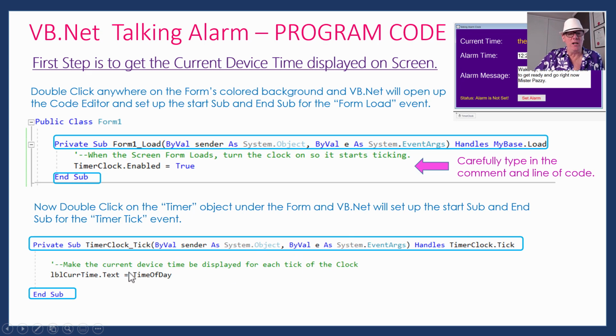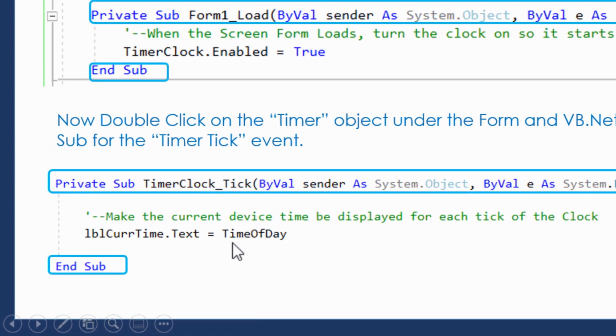Now, in here, we need some code that's going to get the current time of day. Okay, so time of day here, it gets the system time off our computer, and it's going to put it in to that label up there.